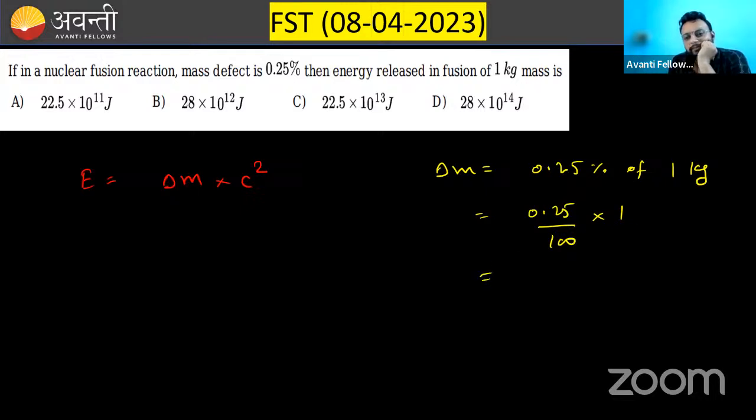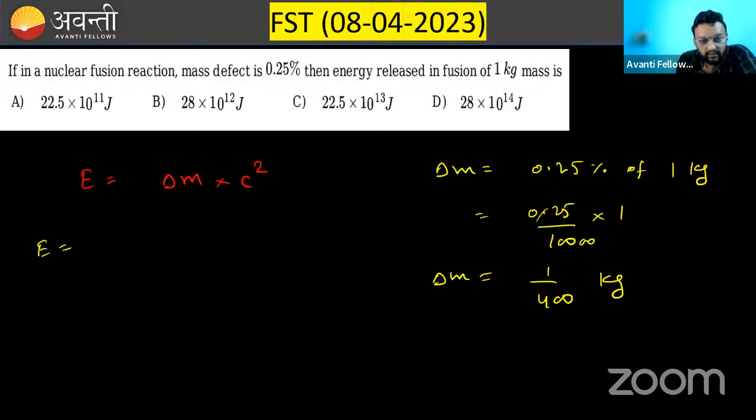So that will be, if you divide it, 20 will be added. That is 1 by 400 kg. This is the mass defect. Now put the value of everything, you will get the answer.